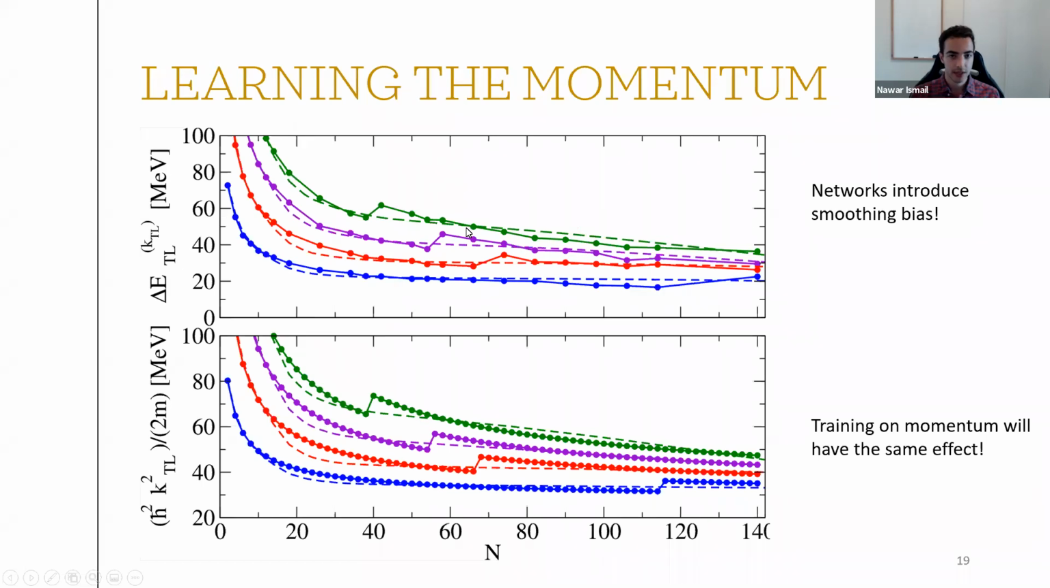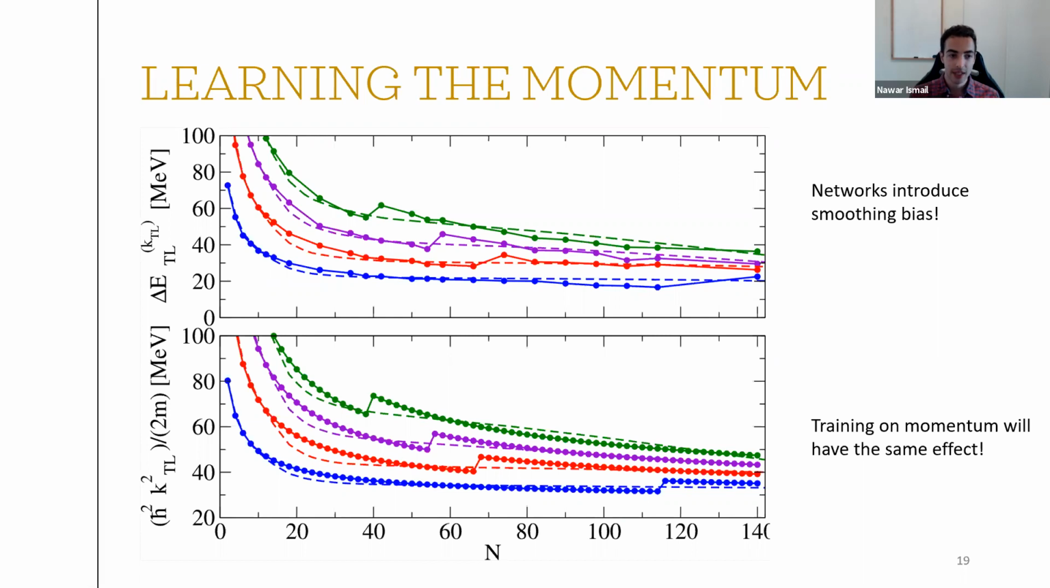One of the reasons that we're doing this is if we look at the predictions for the energy in the top panel and the momentum in the bottom panel, the predictions that the networks are making are smoothing them. There's a smoothing bias inherent to the neural network that makes it difficult to capture these discontinuous effects. So we've had this fitting problem of fitting a continuous quantity to a discontinuous quantity.